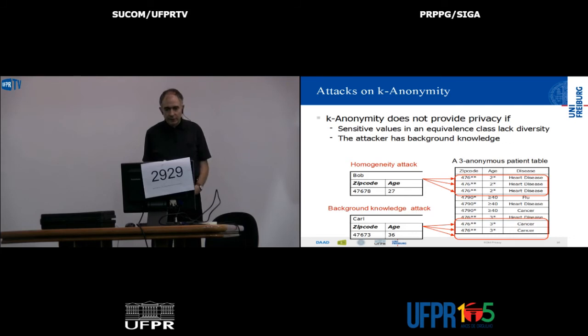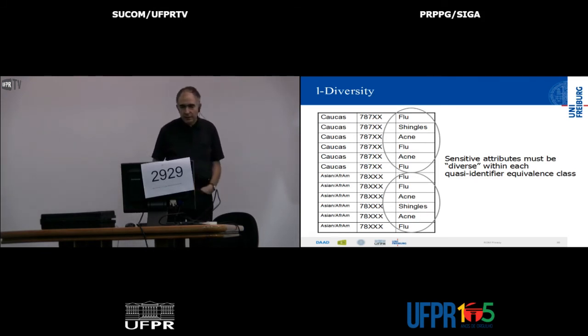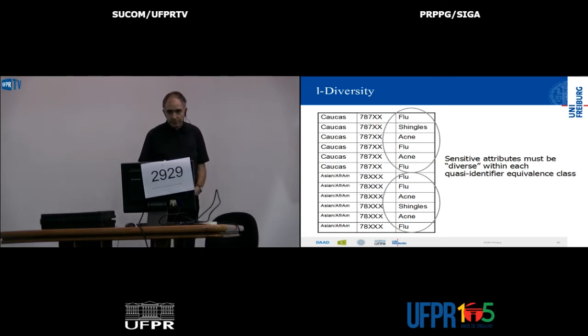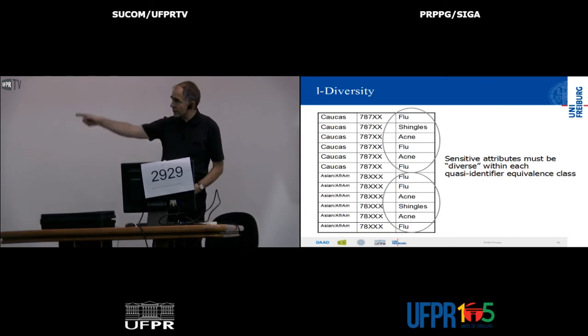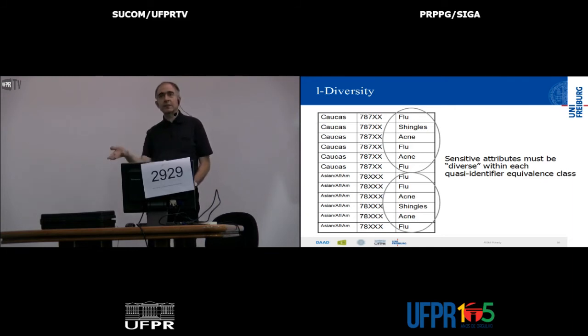Well, with that background knowledge, we suddenly see that we have two choices left. Or l-diversity, if there's not too much choice: we see that Caucasians with these zip numbers have a flu, another flu, acne, shingles, whatever they have. Sensitive attributes must be diverse. You see that it's distributed over the groups, Caucasian and Asian, same stuff. You can't distinguish the look from the disease.